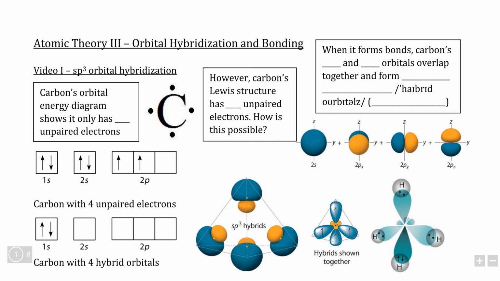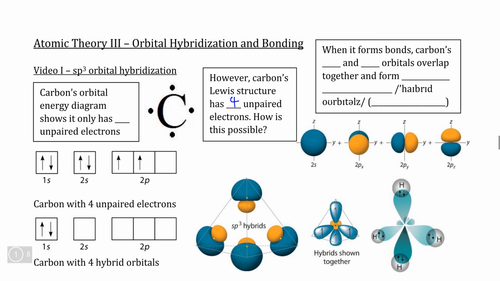In this series of videos, we're going to be combining our knowledge of structural chemistry and Lewis structures with our understanding of the quantum model of electron organization. And the first area where we're going to combine these two is with atomic Lewis structures. So if we take a look at carbon, we see that its Lewis structure clearly has 4 unpaired electrons.